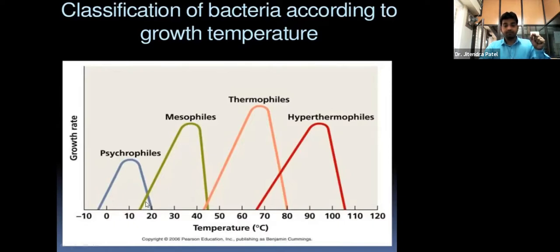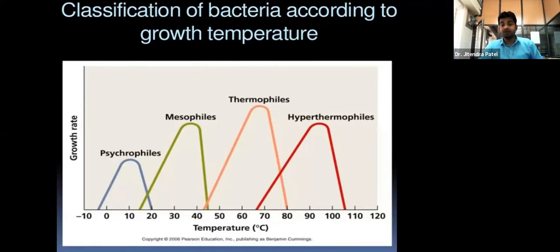From 15, 16, 17, 18, 19, 20, the growth slowly increases as the temperature increases. At a certain temperature, let us take the example 33 to 35, the maximum growth occurs here. You can see the growth rate is maximum, and then as the temperature decreases, the growth also decreases, right? So that is called mesophiles. Coming to the third one, thermophiles. Thermophiles means, you can see here, 42 or 43 to 80 degrees centigrade. In that particular temperature range, these bacteria can survive.